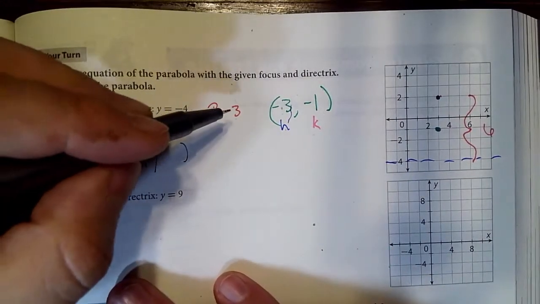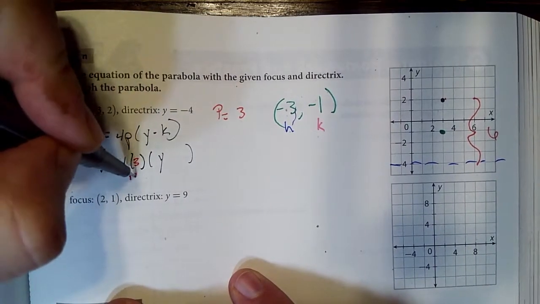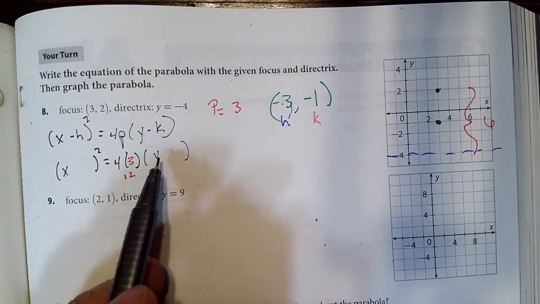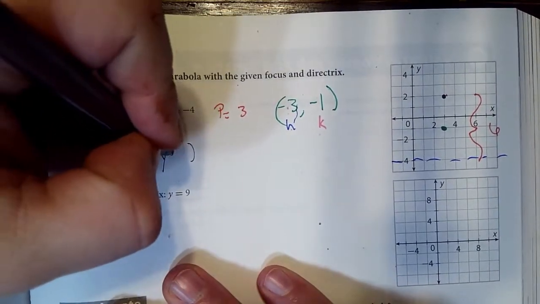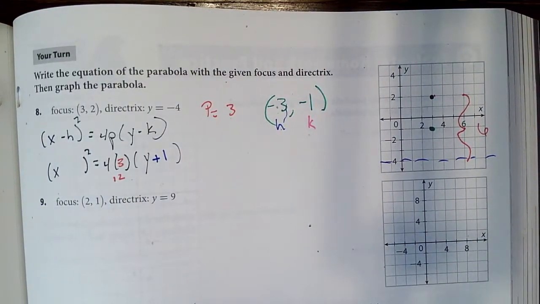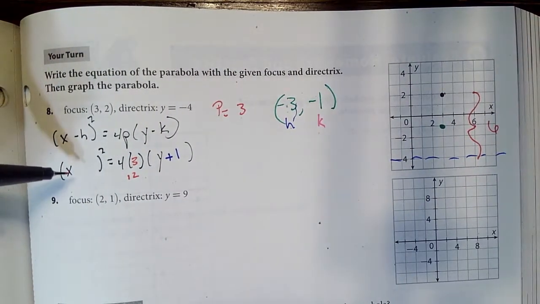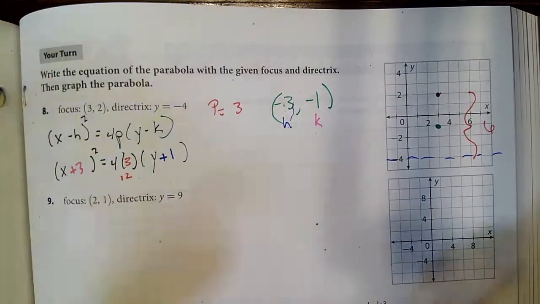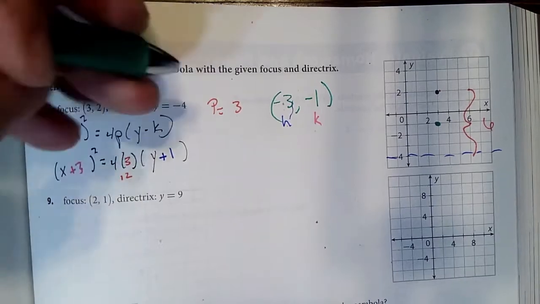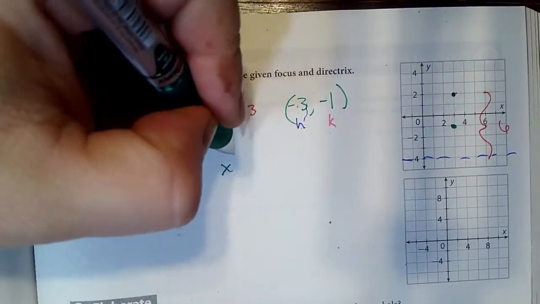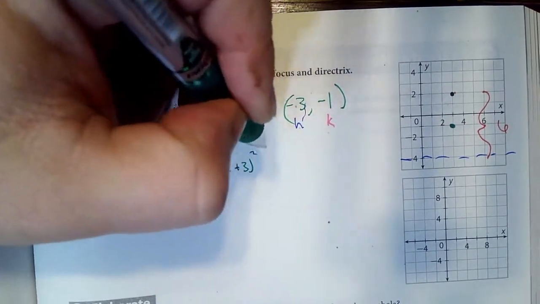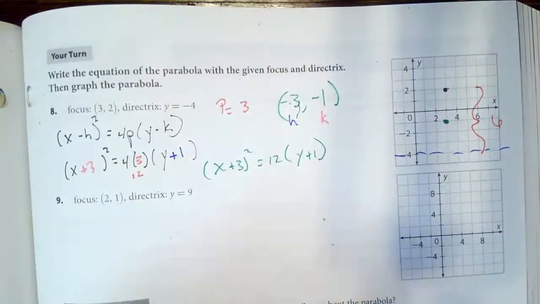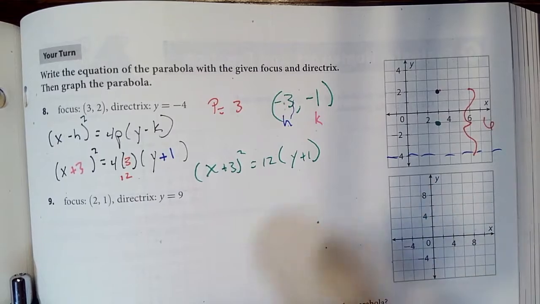So p was 3, we'll start with p, so that's going to be right there, which gives me a 12. Then this is y minus k. K is negative 1, so that means it's going to be plus 1. Oh, I mixed up my colors. It's frustrating. And this is x minus h, and h is −3, so it's going to be x plus 3. So my full equation when I'm done is (x + 3)² = 12(y + 1). And we're done. That's your final equation.